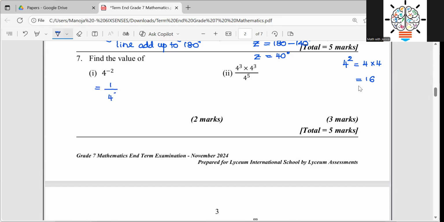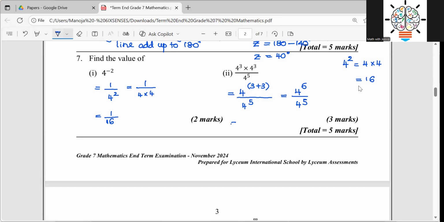So you get the reciprocal like this. So then you write that 1 over 4 times 4. So then the final answer will be 1 over 16. Okay. Then the next one, you have 4 to the power of, first you add this 3 plus 3, and then you write 4 to the power of 5.